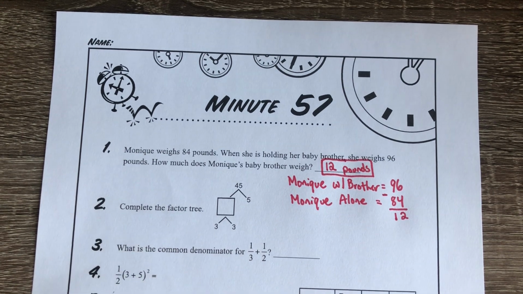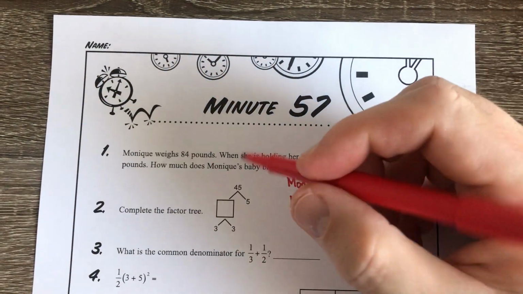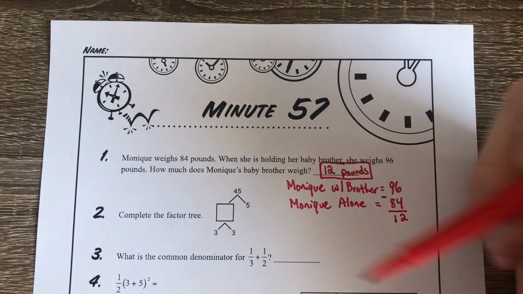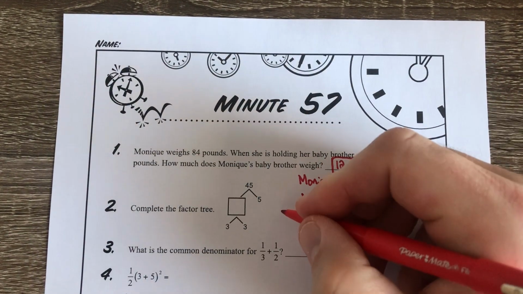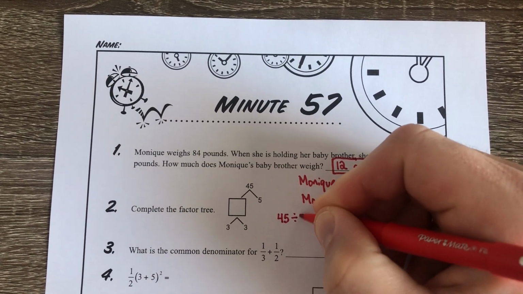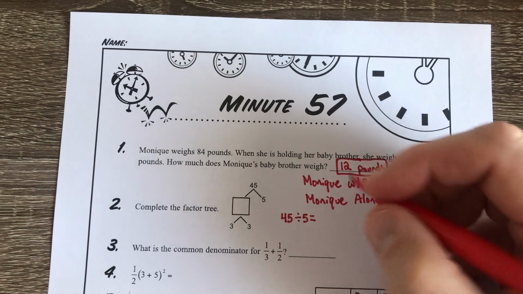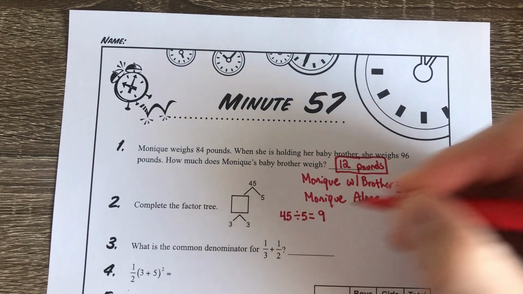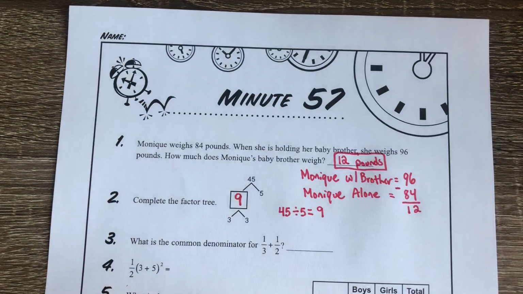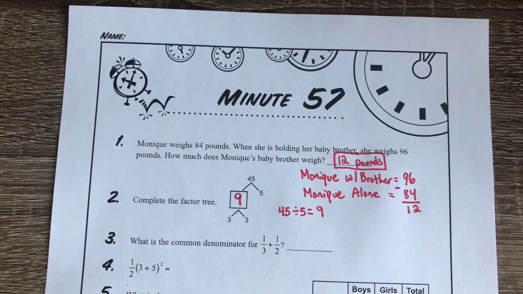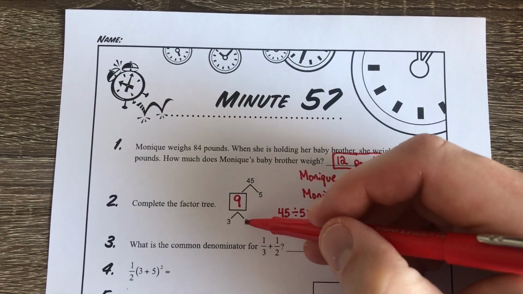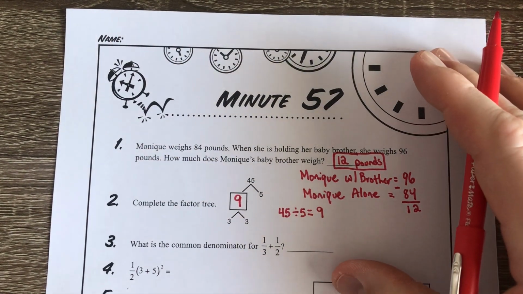Number 2 says complete the factor tree. So they're asking me to find the number that if I multiplied it by 5, I would get 45. Well, one way I could do that mathematically would be to do 45 divided by 5. If I did that in the calculator, I would get 9. So that means that 9 has to go in that box. And that would make sense, because if I broke 9 down into factors, I'd get 3 and 3, and 3 times 3 is 9.